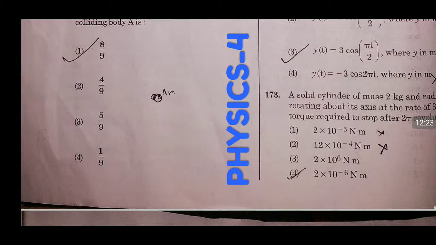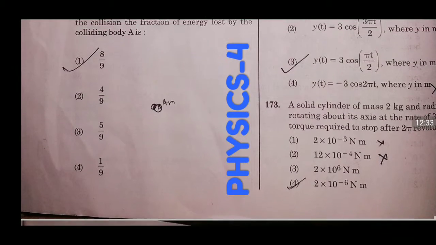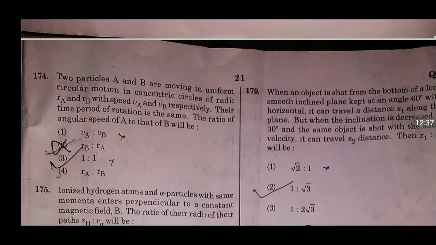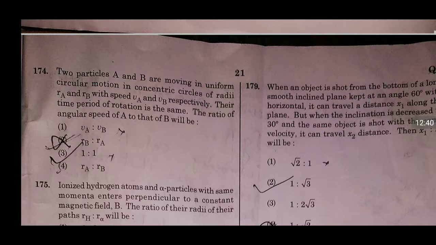173 number question. A solid cylinder of mass 2 kg and radius rotating about an axis at a rate of 3 meter per second. Torque required to stop after 2 meter per second. Then the right option is 2 into 10 power minus 6 Newton meter. 174 number question. Two particles A and B are moving in uniform circular motion in concentric circles of radii RA and RB with speeds VA and VB respectively. Their time period of rotation is the same.